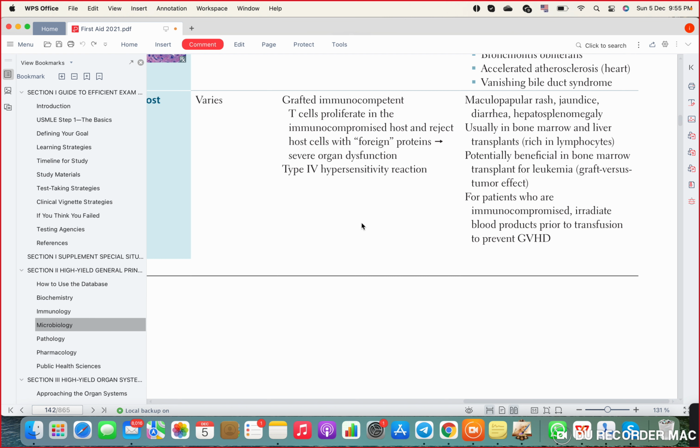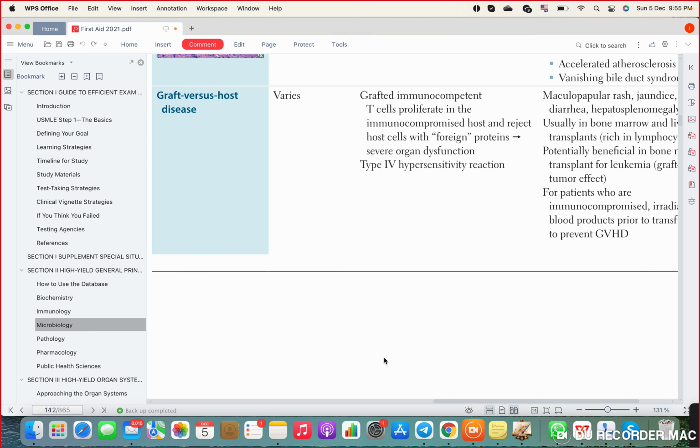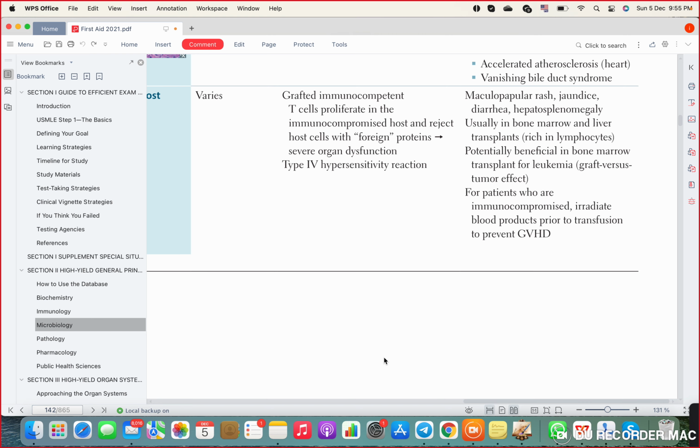So basically, who is attacking whom? Is it the donor attacking the recipient? No, this is the opposite of acute rejection, where the recipient's body rejects the graft. Here, the graft's CD4 and CD8 cells attack the recipient's MHC cells. Is it a good thing or a bad thing? It's really bad, but in some cases it's good.